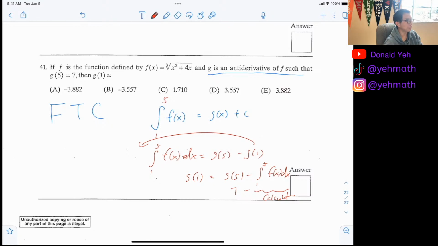How do you do cube root on a calculator? There's a hack. You can do the 1/3 power. People don't use it. They're like, how do I do cube root?